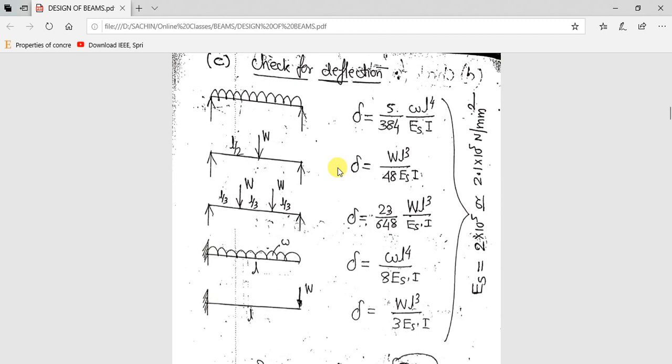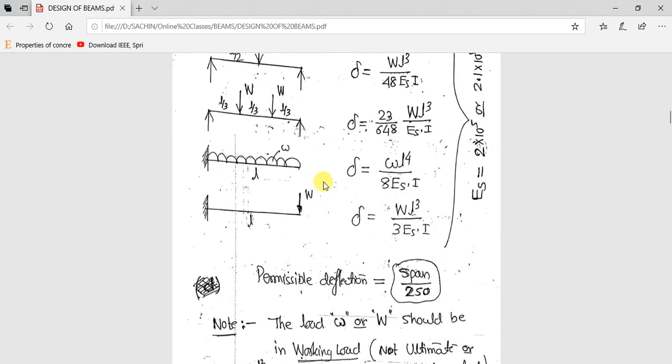Next, check for deflection. Based on the type of support and type of loading, you have these values. You have to memorize these values, where ES is always 2 into 10 raised to 5 or 2.1 into 10 raised to 5 Newton per mm square. Permissible deflection is calculated using this formula, that is span divided by 250. We'll be comparing the actual deflection with permissible deflection to decide whether it is safe or not.